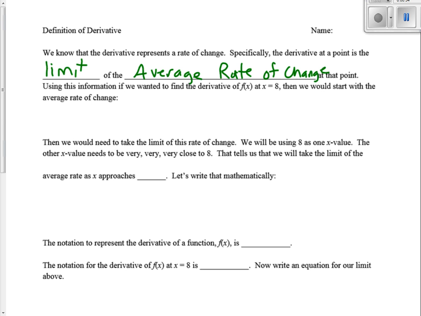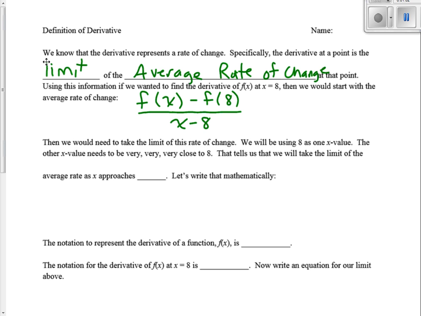So using this information, if we wanted to actually find a derivative of f of x at x equals 8, we would start with the average rate of change. Now our average rate of change is going to be f of x minus f at 8. That's the change in our y's divided by the change in our x's, which would be x minus 8. So if I actually want to find the derivative of this, or estimate the instantaneous rate of change, I would need to take the limit of this rate of change.